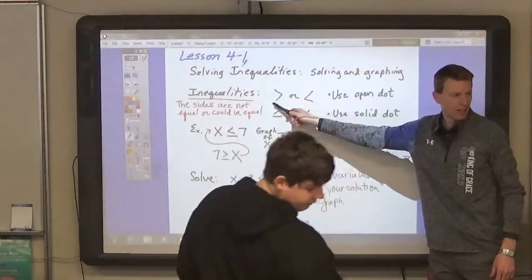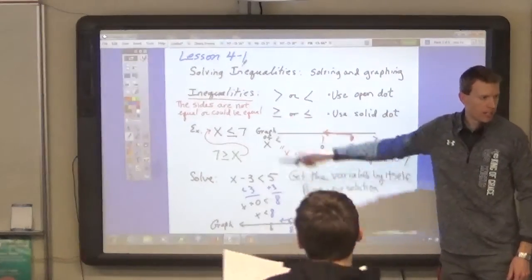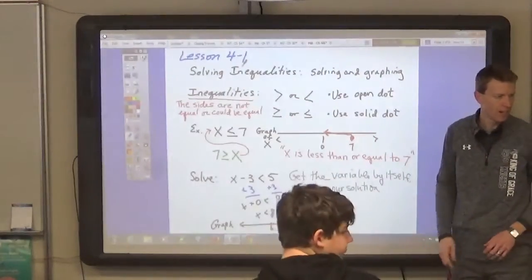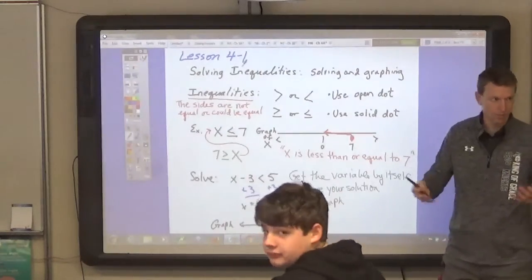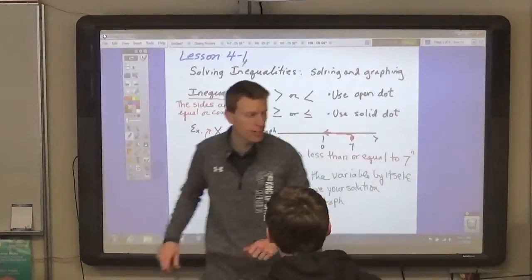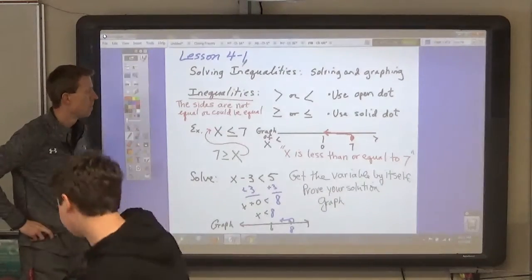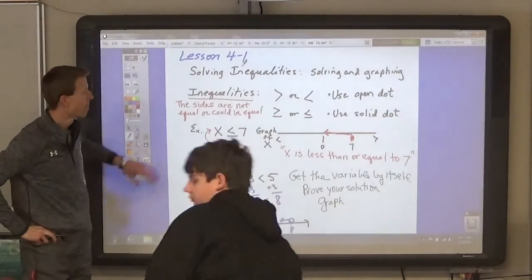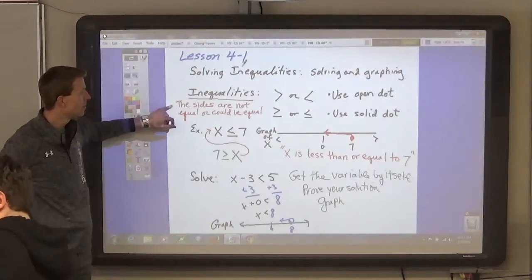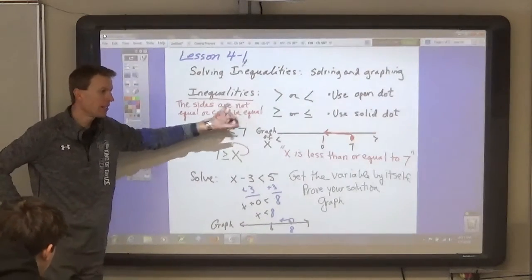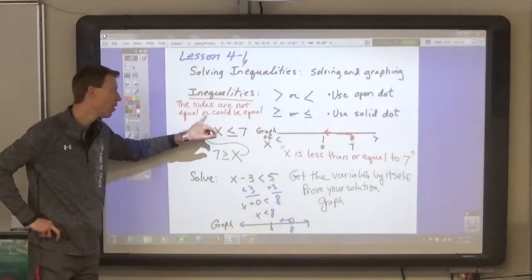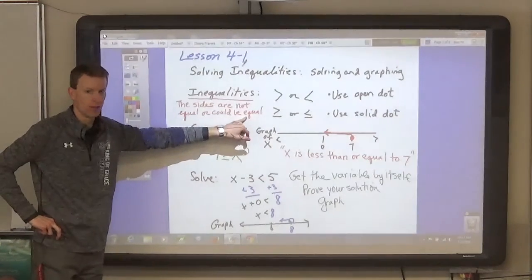What is an inequality? What does it mean? Bailey. How is it different than an equals or an equation? It means trying to find which one is greater or which one is less. Right. So it means that the sides are not equal, or they could be equal.